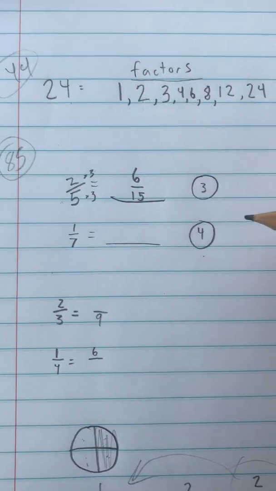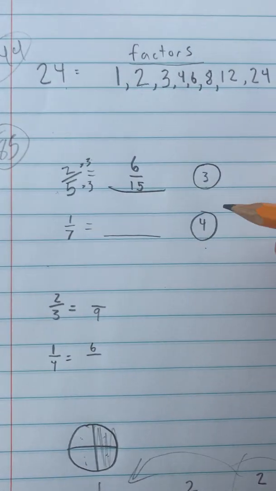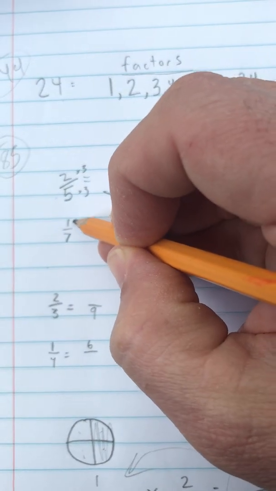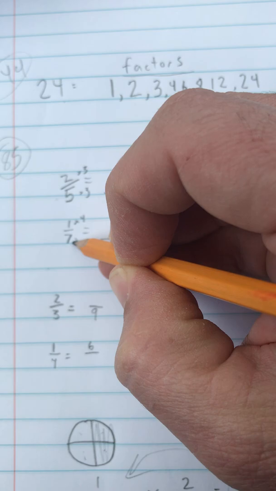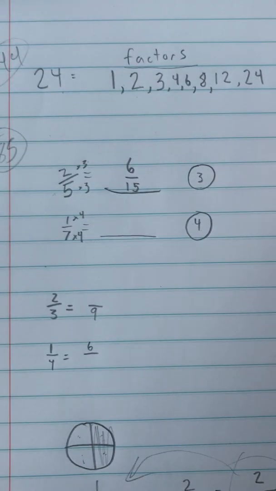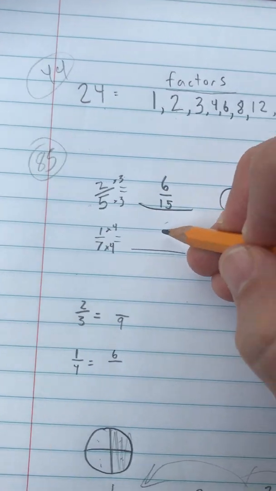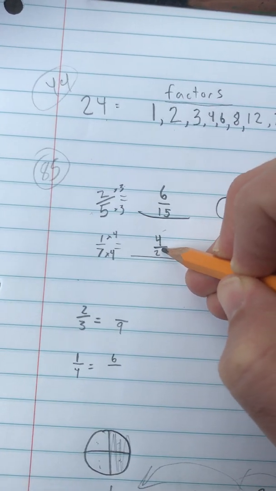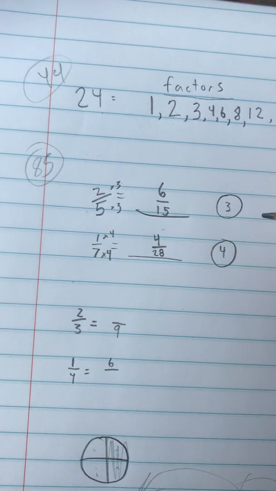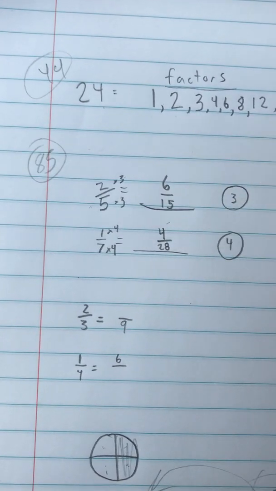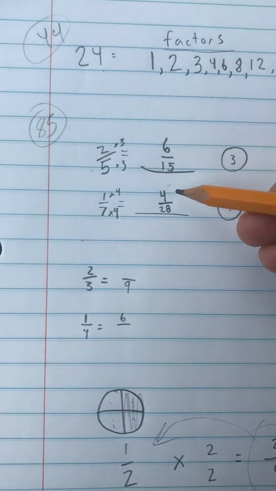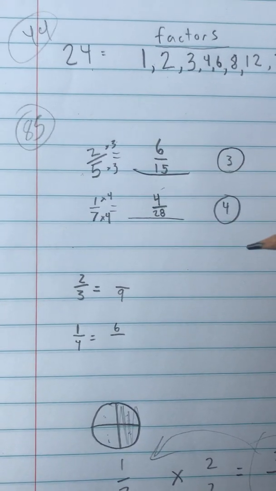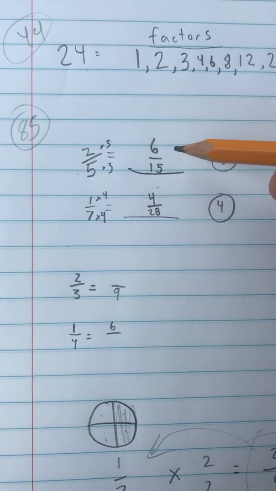Those are equivalent fractions. And do the same thing over here. 1/7 multiplying by 4, times 4, times 4. 1 times 4 equals 4. 7 times 4 equals 28. And so knowing your multiplication facts really helps solving problems like this. So 4/28 is equivalent to 1/7. All right, so that's sort of what we're looking for there.